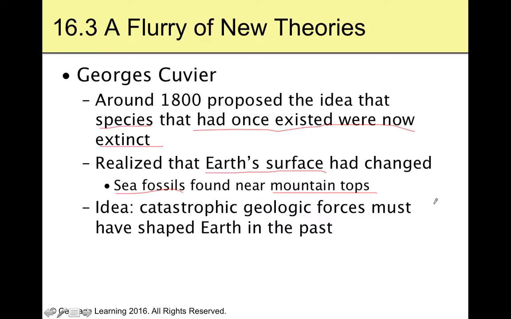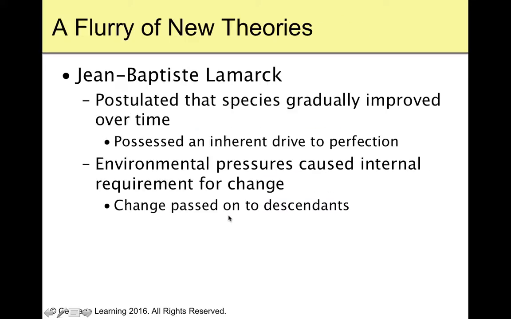So his thought was that these were catastrophes, catastrophic geologic forces. He thought there was a big catastrophe, stuff would die, stuff would repopulate, there'd be another big catastrophe, everything would die. That was kind of his idea for how we got these shapes. So then along comes this guy named Lamarck, Jean-Baptiste Lamarck, very cool name. And he got this idea that species improved over time.